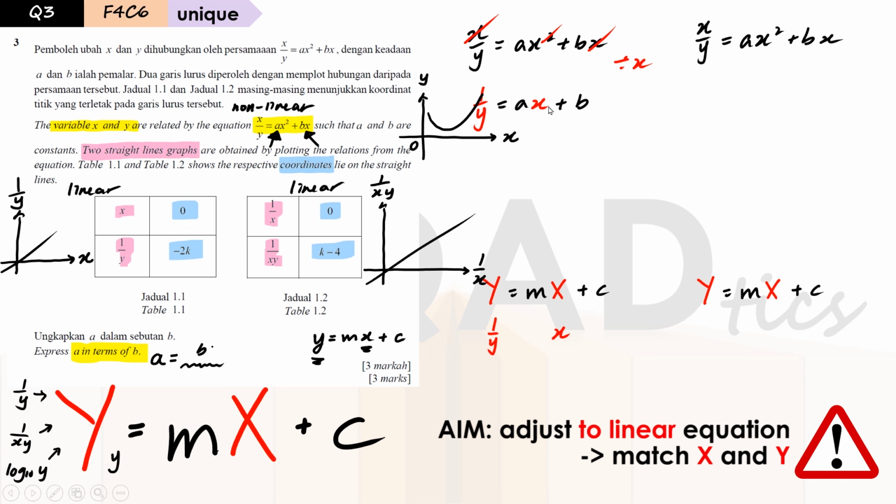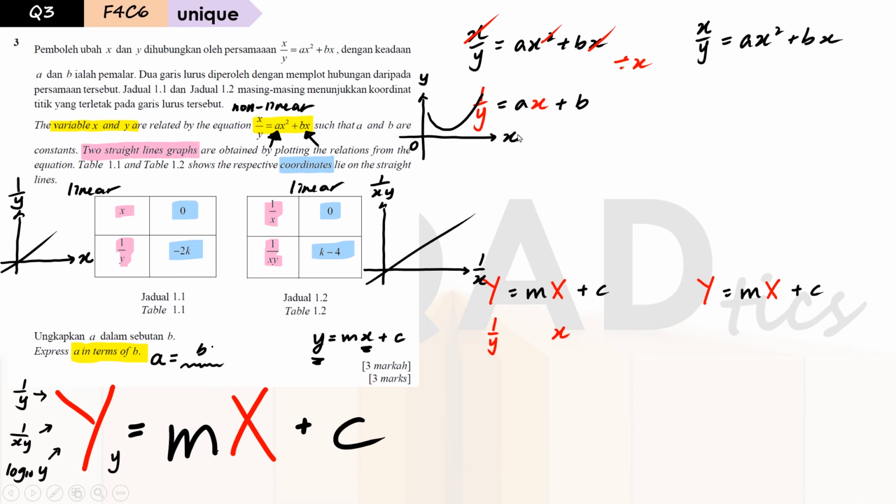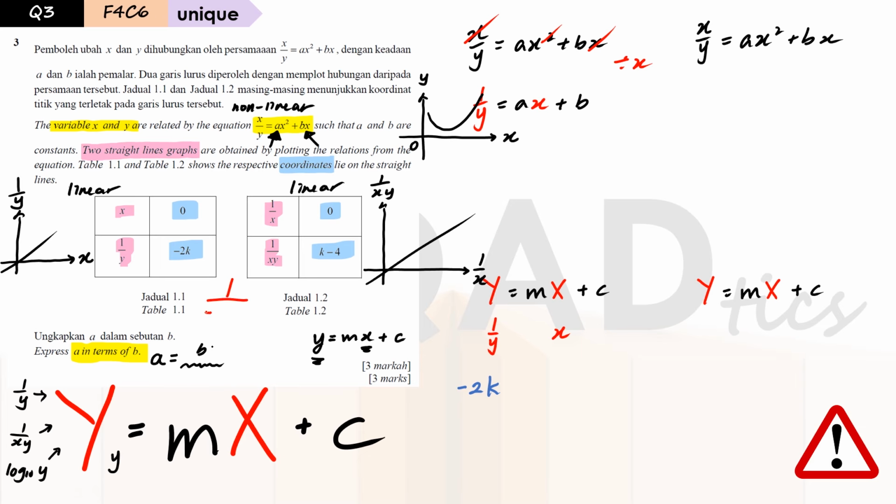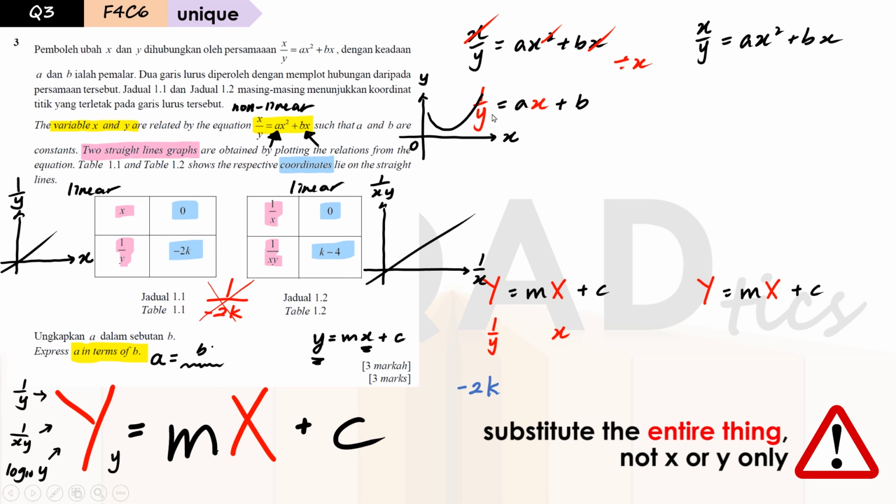Okay, so now you can clearly see that a here is the gradient and b here is the y-intercept. Right, so once we have adjusted the equation already, let us substitute the coordinates inside this equation. For the 1 over y here, it would be negative 2k. For this one, it's not 1 over negative 2k. It's not substituting the y only. We are substituting the entire thing.